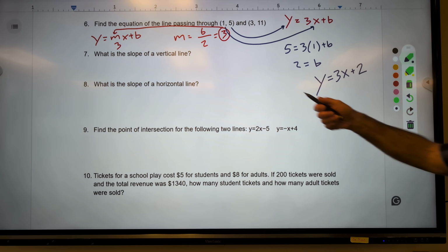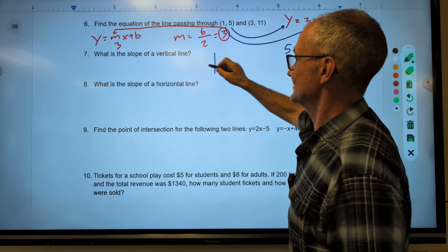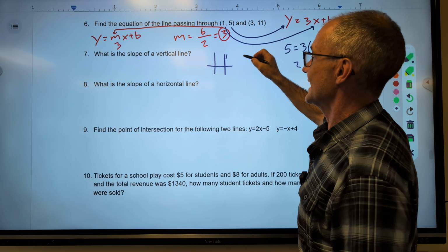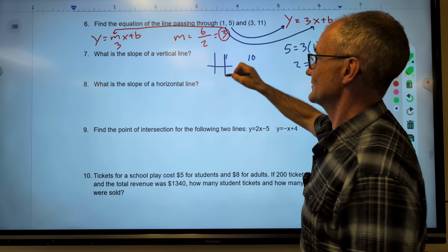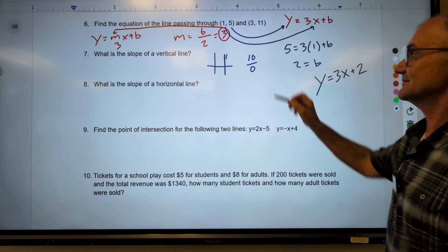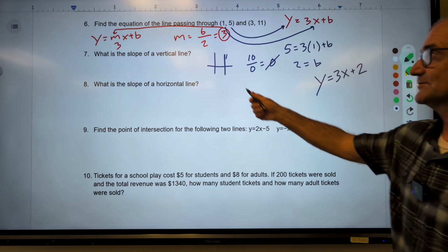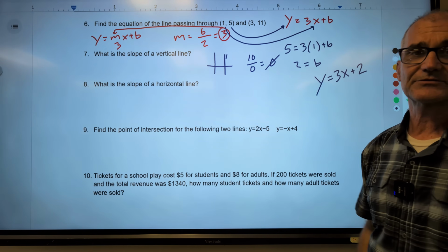These two are tricky ones. You might see these definitely on a standard test. So I have a vertical line. Here my rise is whatever, 10. My run is 0. Anything divided by 0 is undefined. There is no solution. So a vertical line has no slope.